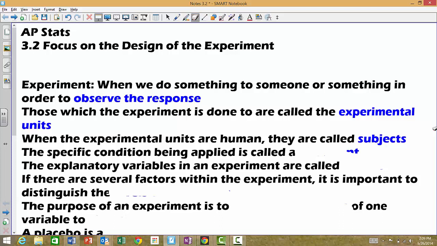And the specific condition being applied is called a treatment. Okay, so what we are doing is we are giving something to the experimental units or subjects, and we are looking to see how that affects them. Okay, so the explanatory variables in an experiment are called the factors.